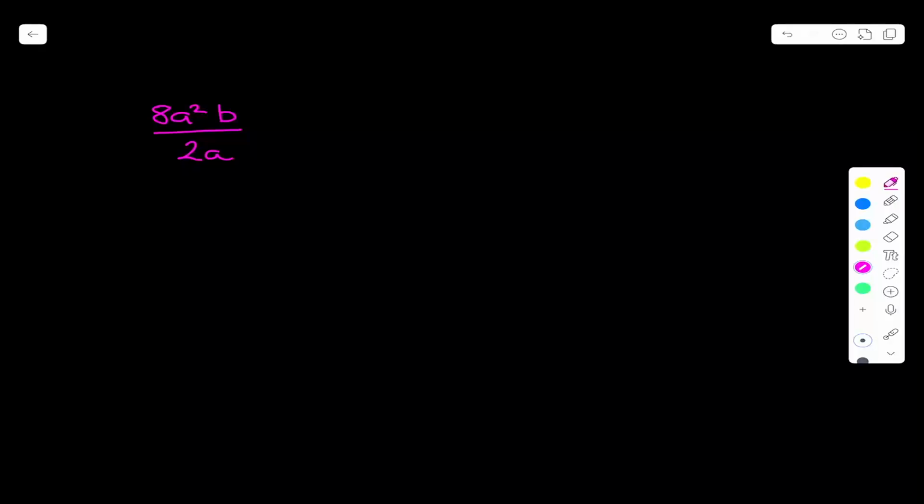Hi and welcome back. Today we're going to learn how to divide algebraic fractions by simplifying common factors. So let's have a go at this.